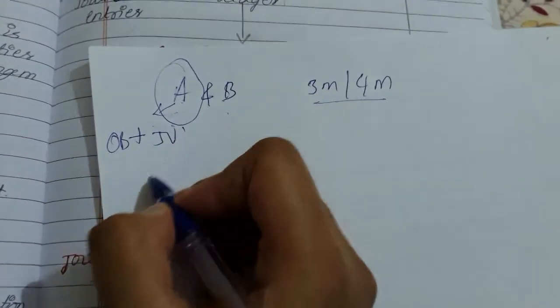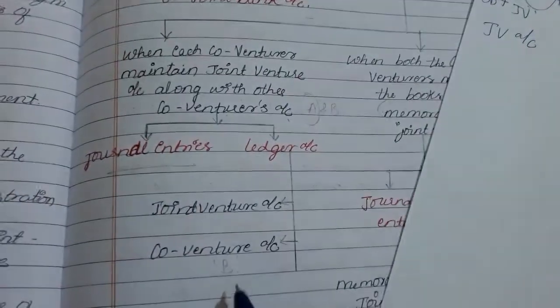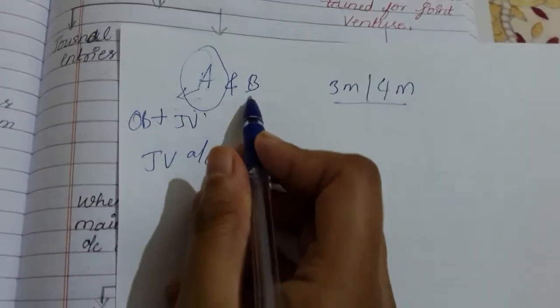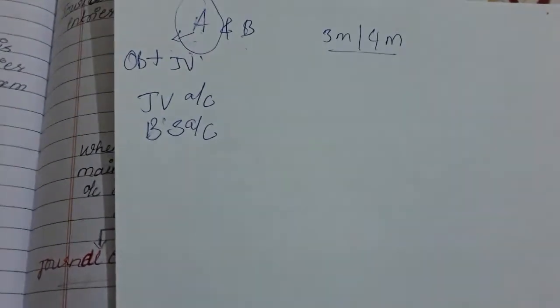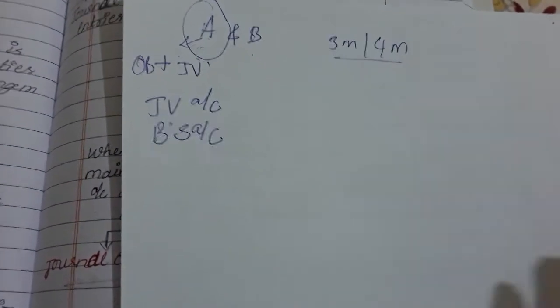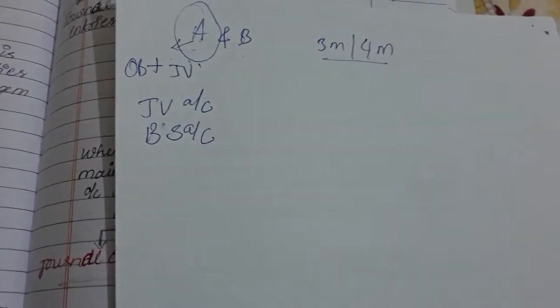He will prepare the joint venture account and the co-venturers account. Co-venturers account means B's account. Only two accounts will be prepared. In this case you will not arrive at a joint bank account, because along with A's own account he is preparing the joint venture account. All the money will be debited or credited from A's account itself.